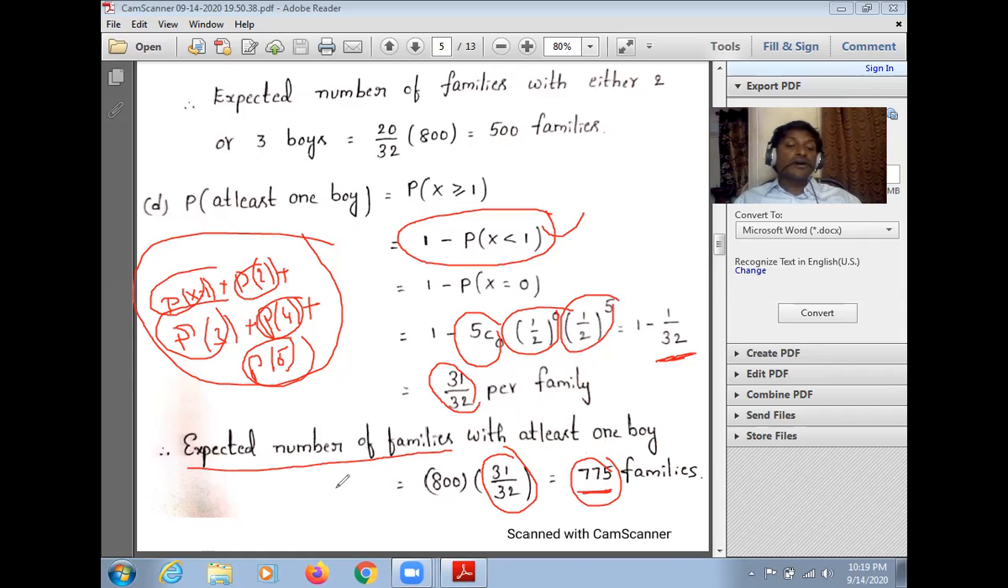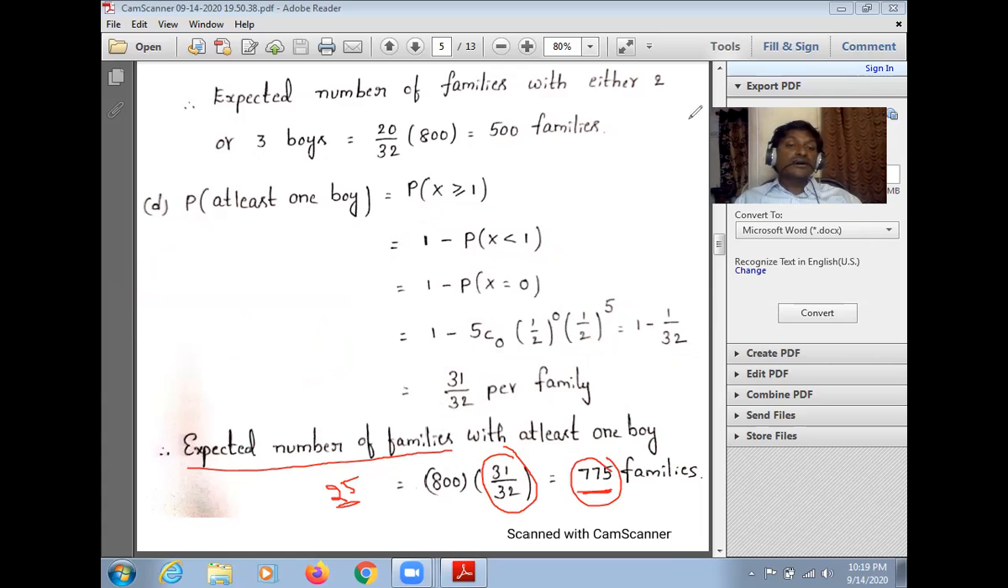So there it is, we got it as only girls, five girls. How many families? 25 families. So 25 plus 775, that is nothing but 800. Is it covered or not? So 775 plus 25, 800. Okay, so this is the way we can calculate.